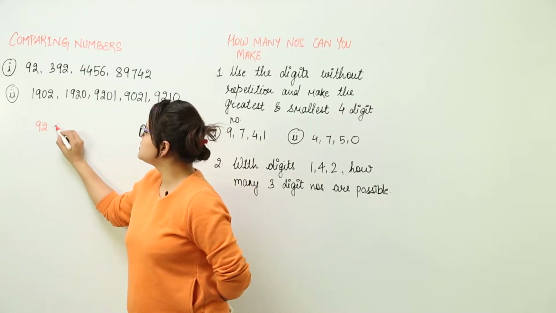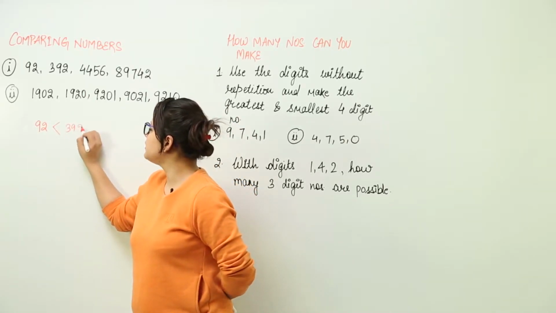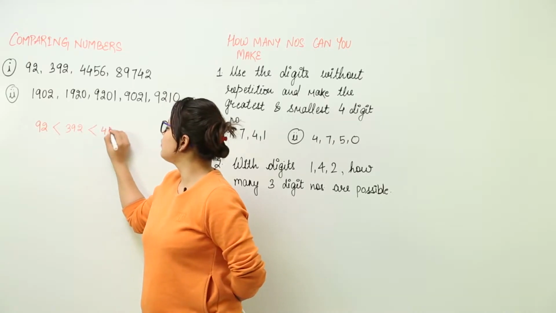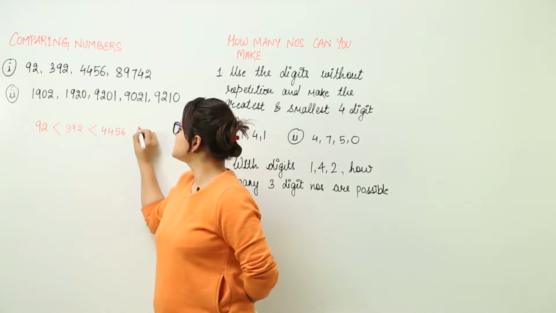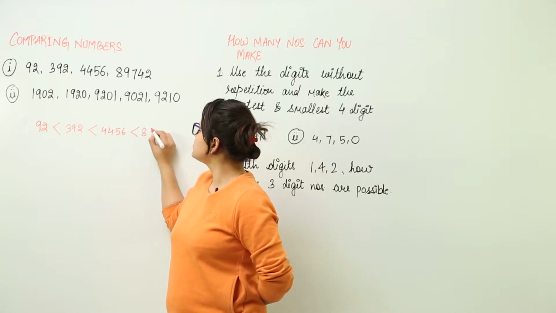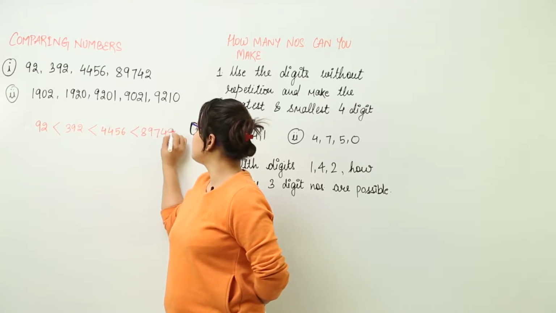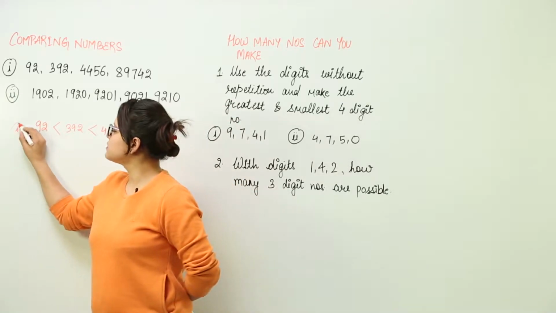Next we have a 3-digit number, so we have 392. After that we will have 4456, and the greatest one is going to be 89742. That was for the first part.